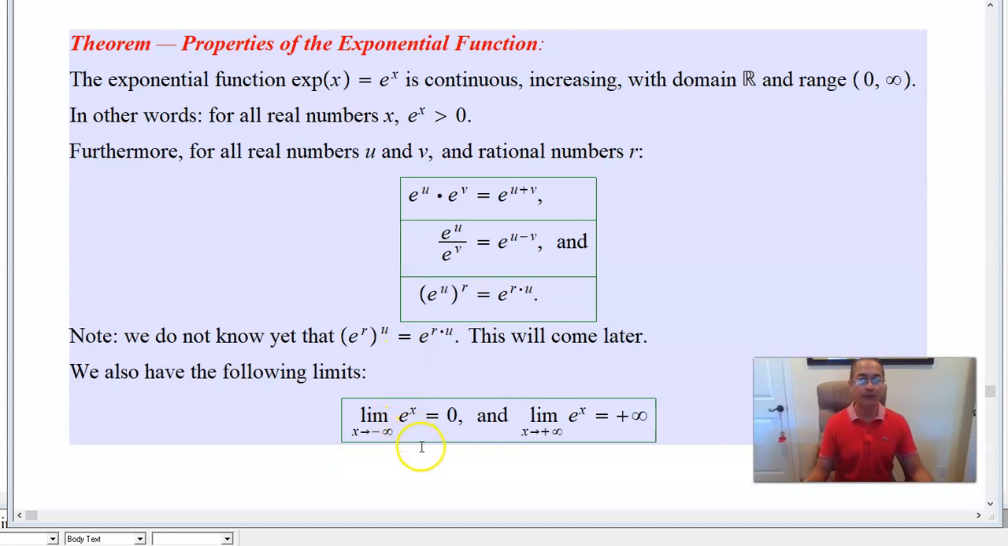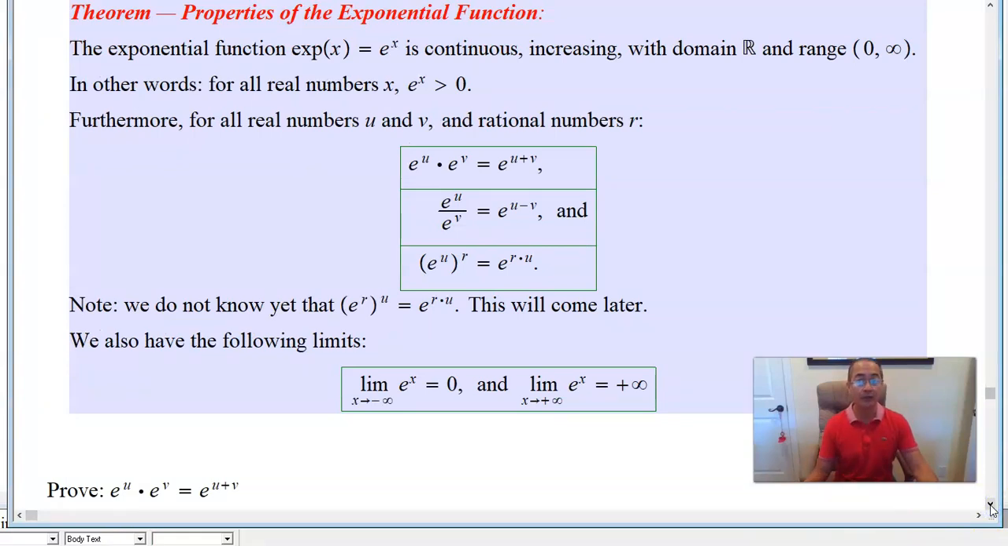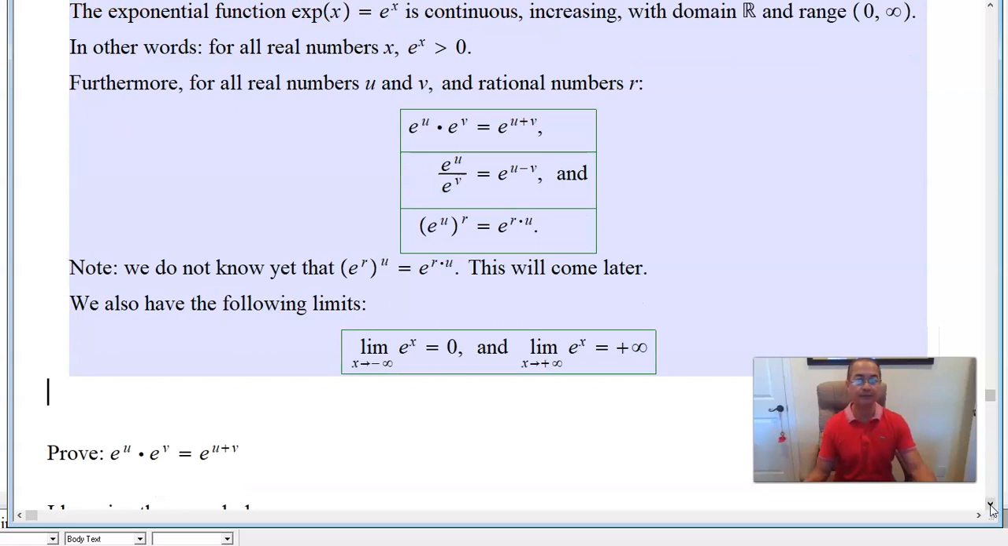Okay, we also saw that the vertical asymptote of ln of x turned into a horizontal asymptote for the e to the x exponential function. So the limit as x goes to minus infinity of e to the x must be 0, and the limit as x goes to positive infinity of e to the x must also be positive infinity. So as we go to the right, our e to the x keeps getting higher and higher and higher. Okay, so we are going to prove the first property. The other two will be left as exercises.